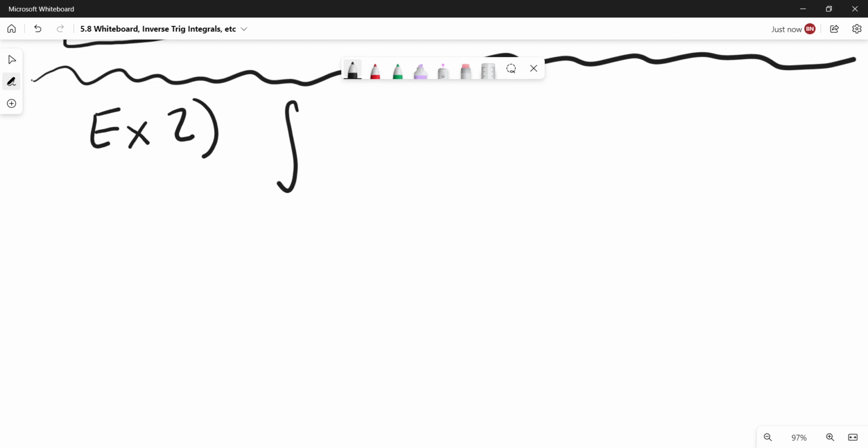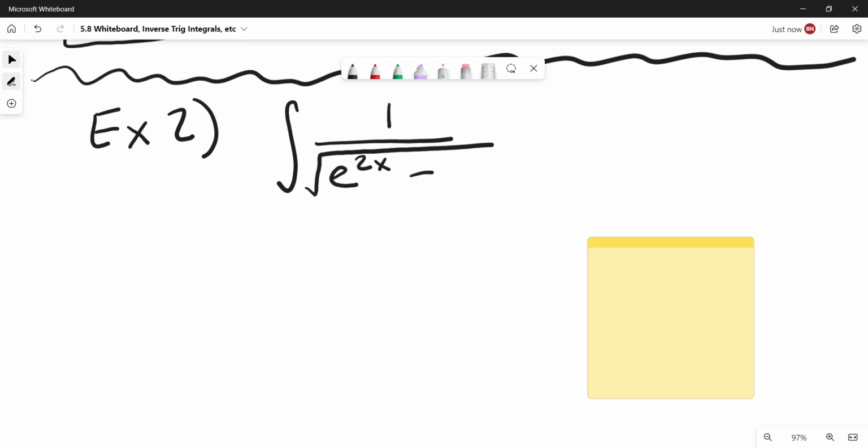I'm going to just put a 1 up here. It's the square root of e to the 2x minus 1, and that 2x is all in the exponent. dx.